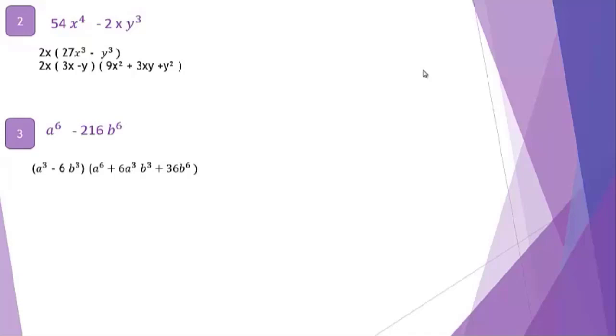In the big one, a power 3 all power 2 equal a power 6 and change the sign minus b plus, and multiply the two terms 6a cube b cube plus square the second term 36b power 6.